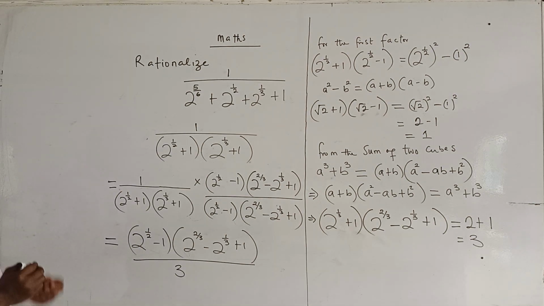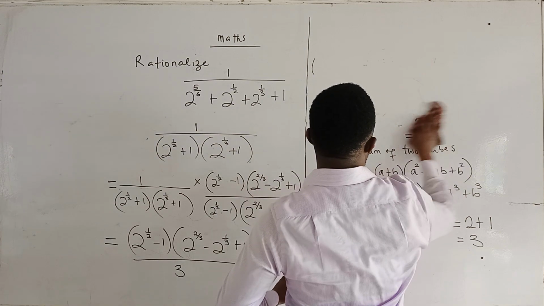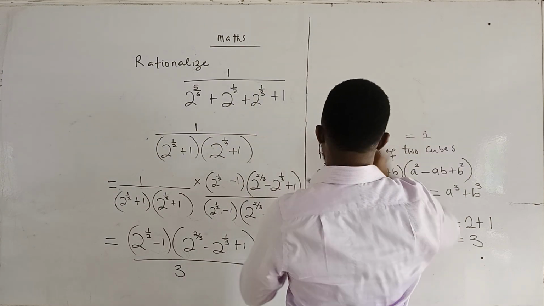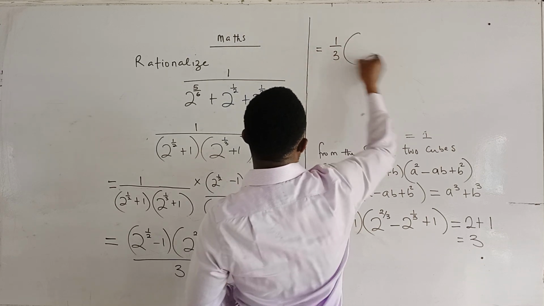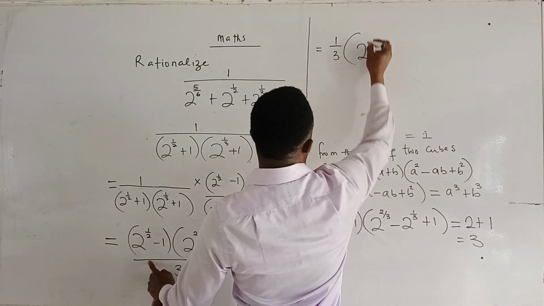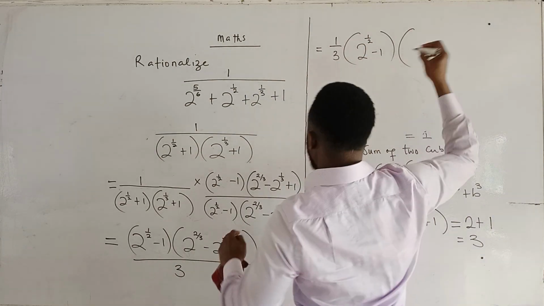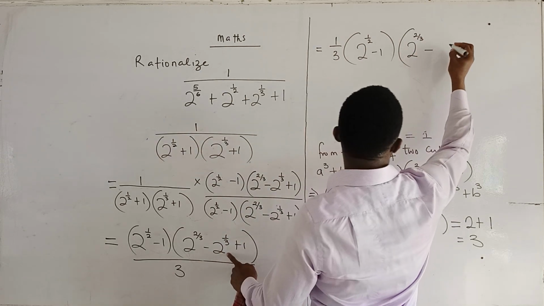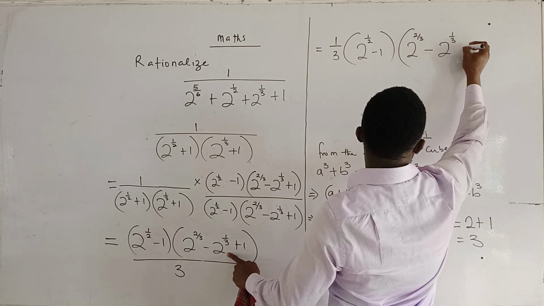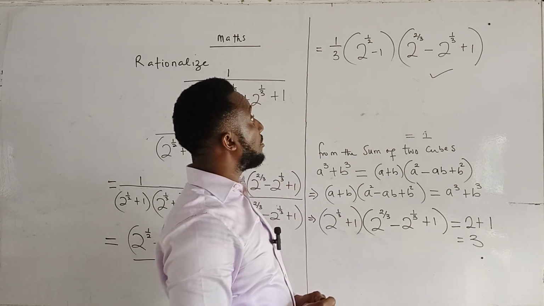If I were to write this in a more refined expression, I think I can put that one here. So I will write the answer as 1 upon 3, open parentheses, 2 to the power of 1/2 minus 1, close, times 2 to the power of 2/3 minus 2 to the power of 1/3 plus 1. So this is the solution to this problem.